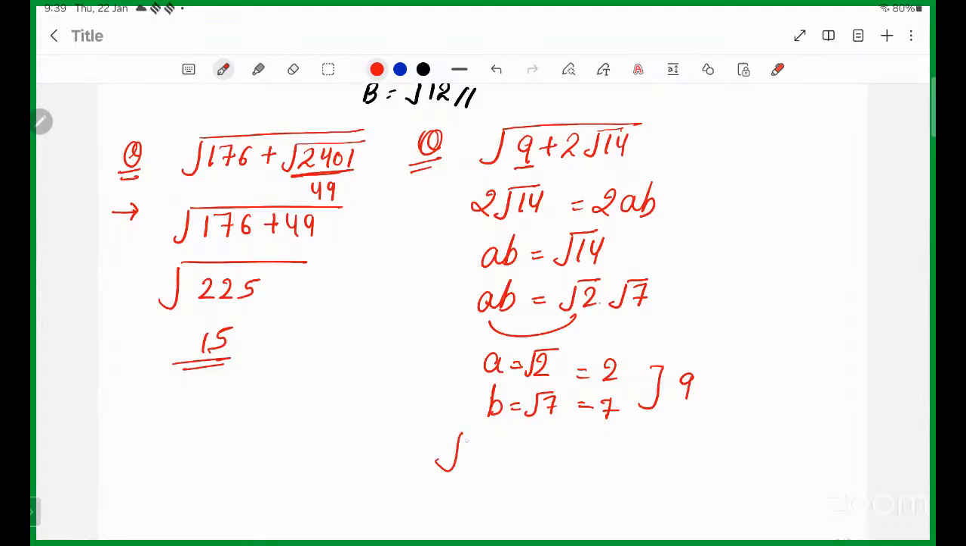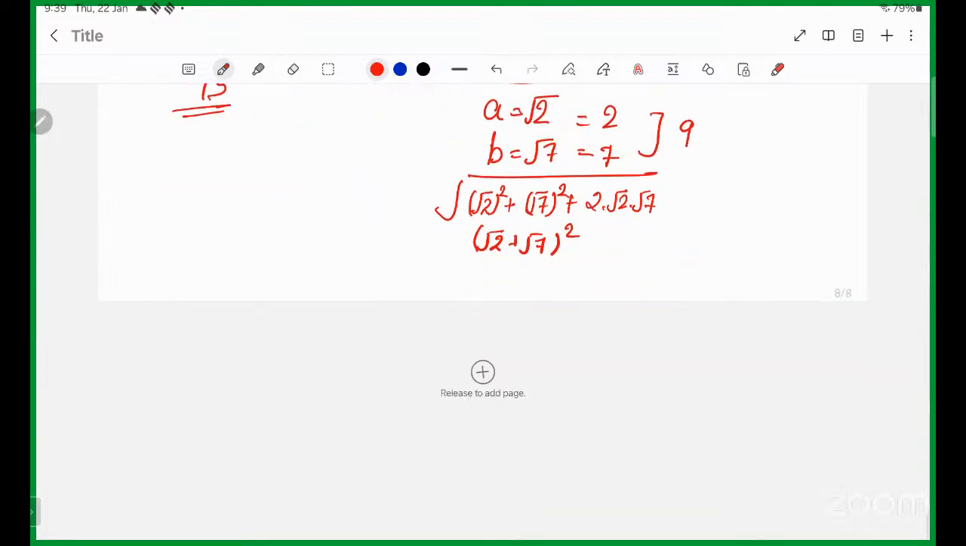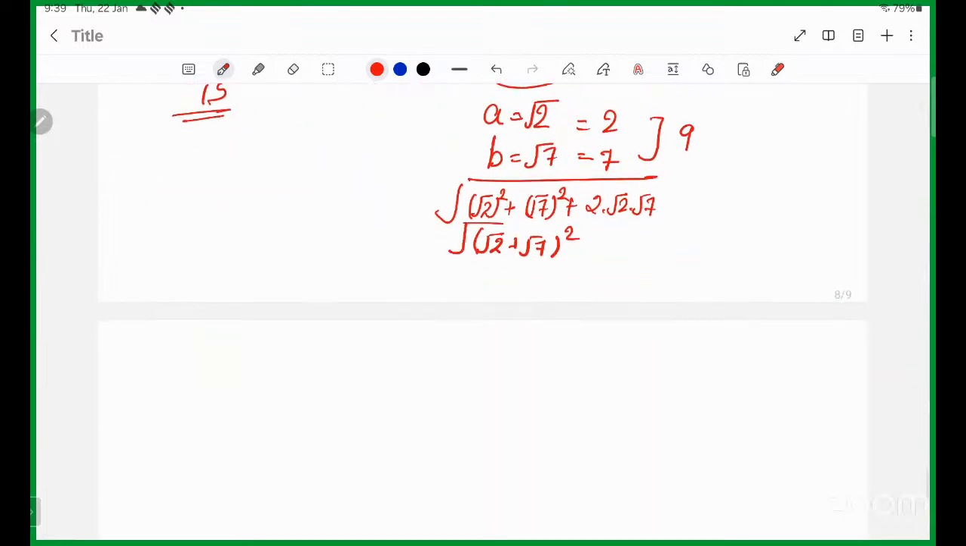So I can write it in the form of root 2 square plus root 7 square plus 2 into root 2 into root 7. So I can write it as root 2 plus root 7 whole square. Square root, this will get cancelled out. So the final answer will be root 7 plus root 2, and outside it will be plus minus both.